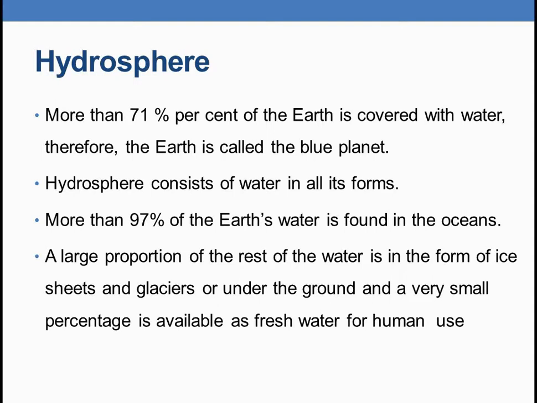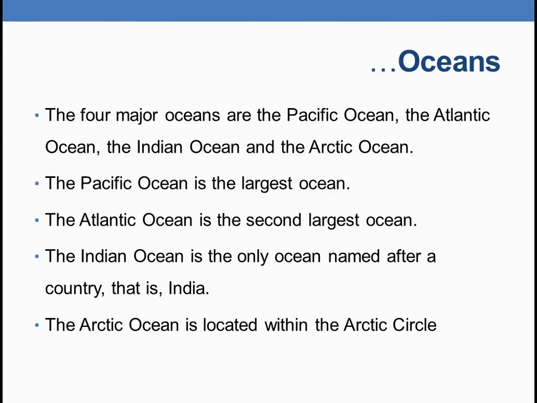See, more than 97% of the earth's water is found in the oceans. A large portion of the rest of the water is in the form of ice sheets and glaciers or under the ground, and a very small percent is available as fresh water for human use. Only a few percent is available to consume. Okay, yes. Next, let's see oceans.